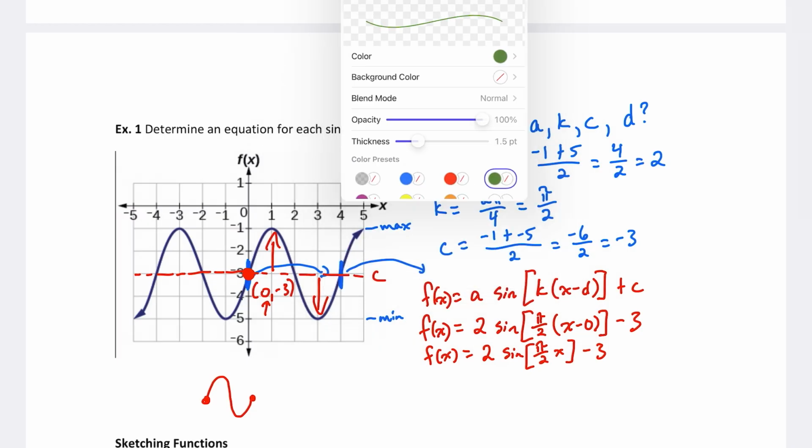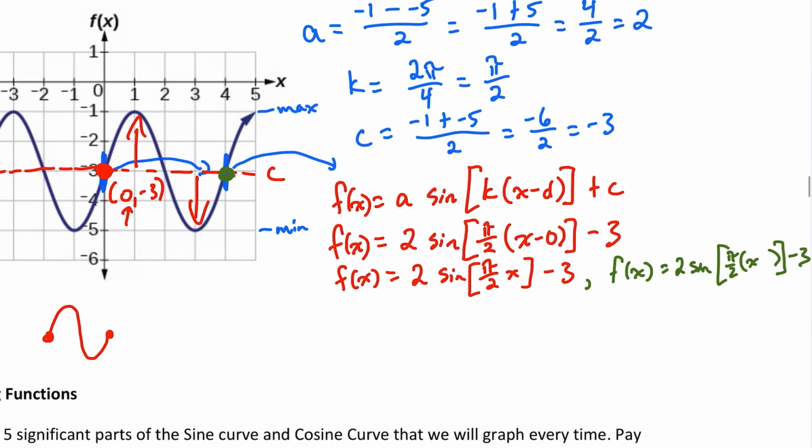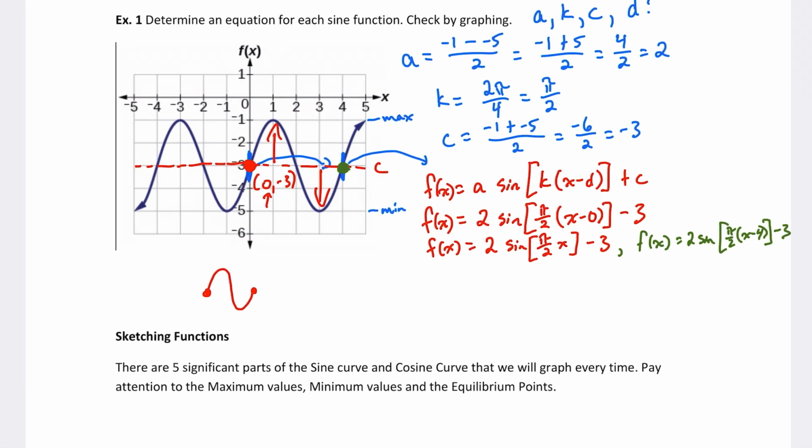Now, fun facts, we can write so many different equations. It could also be f of x equals 2 sine pi over 2, I got to squeeze this in there, x minus 4, and -3. Notice we could shift it over 4 to the right, and it would have the same graph. So we could put -4. So that would be the same graph.